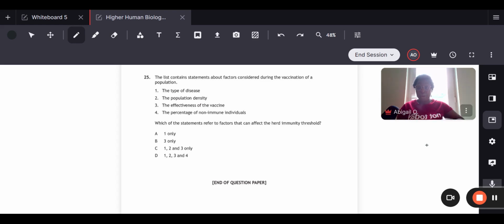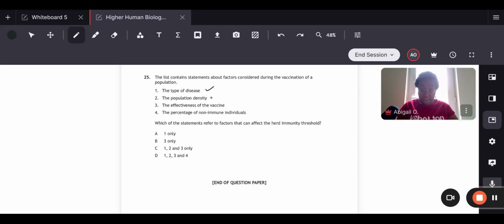Okay, so when you're thinking about herd immunity, what are the things that are important? The type of disease, that's really important because the type of disease will be impacting how it transmits, the effect of the disease on the individual, the infectiousness of the disease, how contagious that person is, and all those different kinds of things. And that's going to depend on the disease.